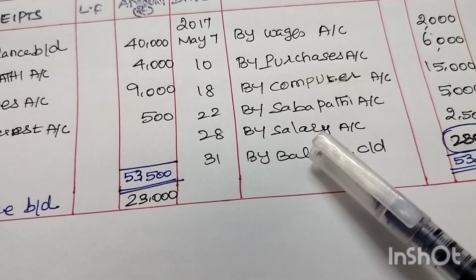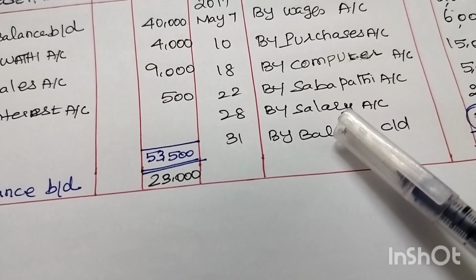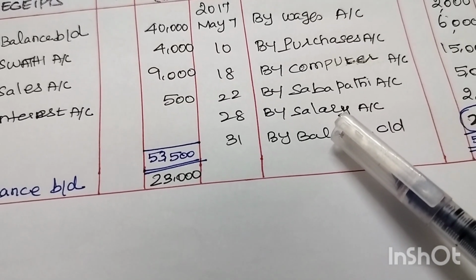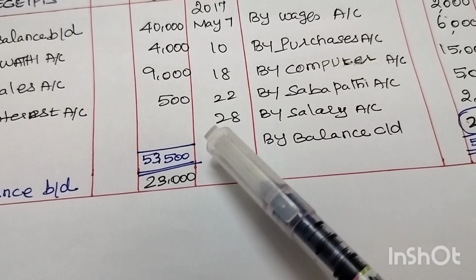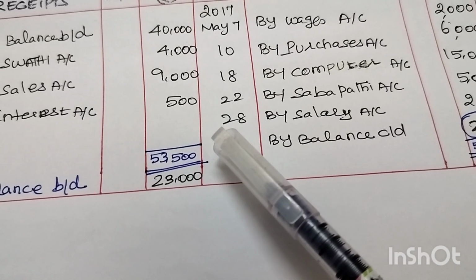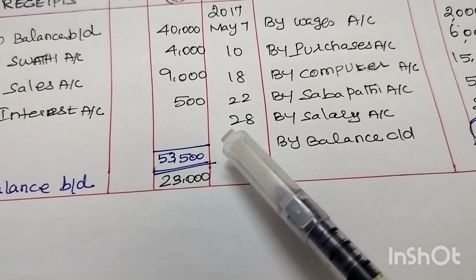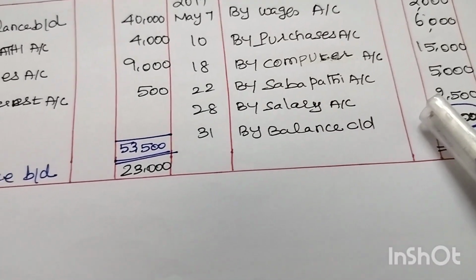In other way you can think, paid salary means salary account debit to cash account. So cash account is on credit side. On credit side you have to enter the date, 2017 May 28. What is the opposite account from the cash account? Salary account. So by salary account 2,500 rupees.